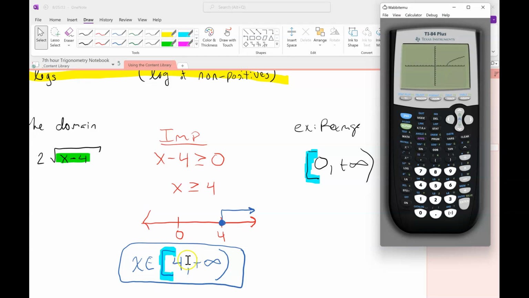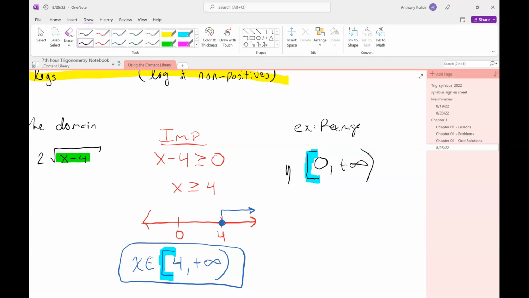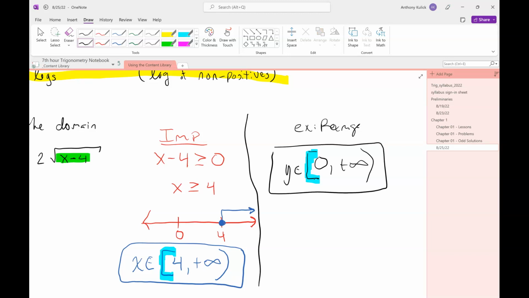So if 4 was a member of the domain, it means that 4, 0 is a point on this function, which means that 0 has to be in the range as well. Is that okay with you guys? So I'm done. I'm just going to say y is a member of this. If I was trying to do this algebraically, that would be a pain, but we're not going to do that with you guys.